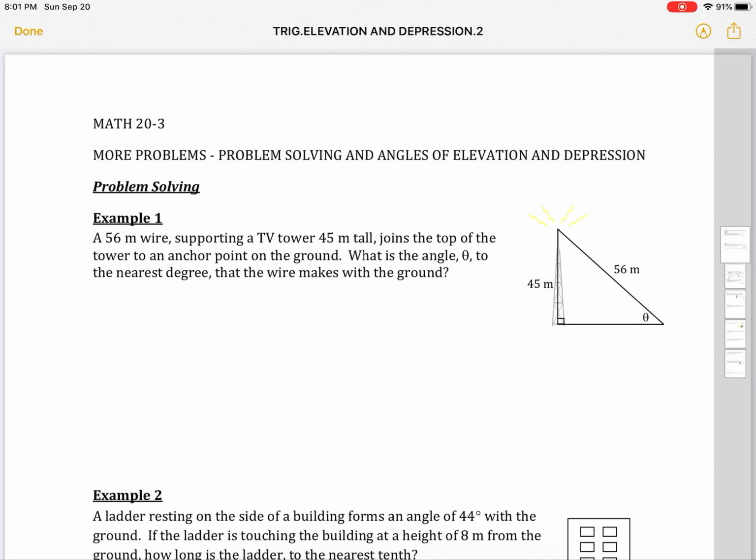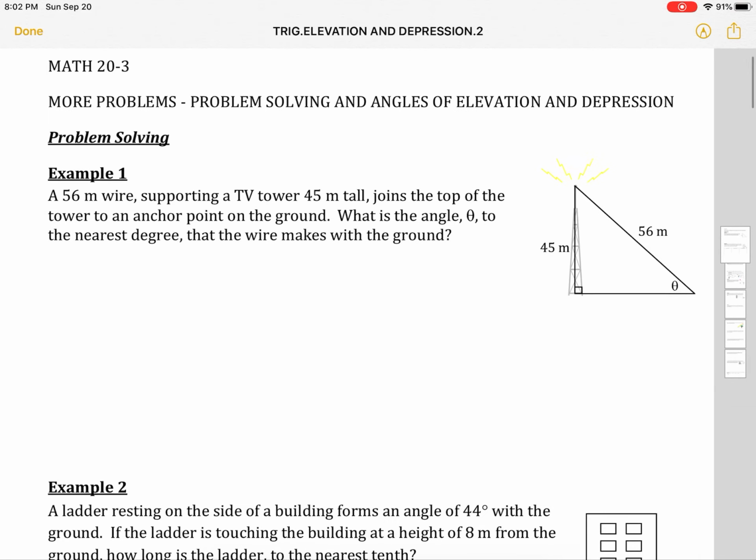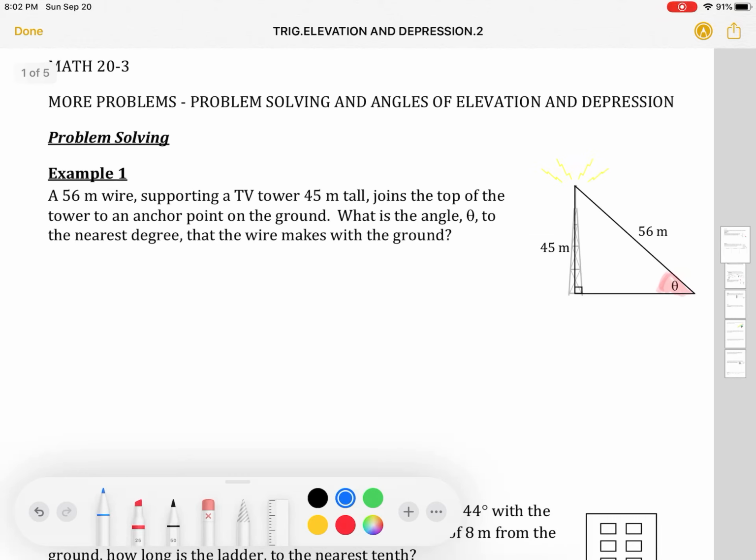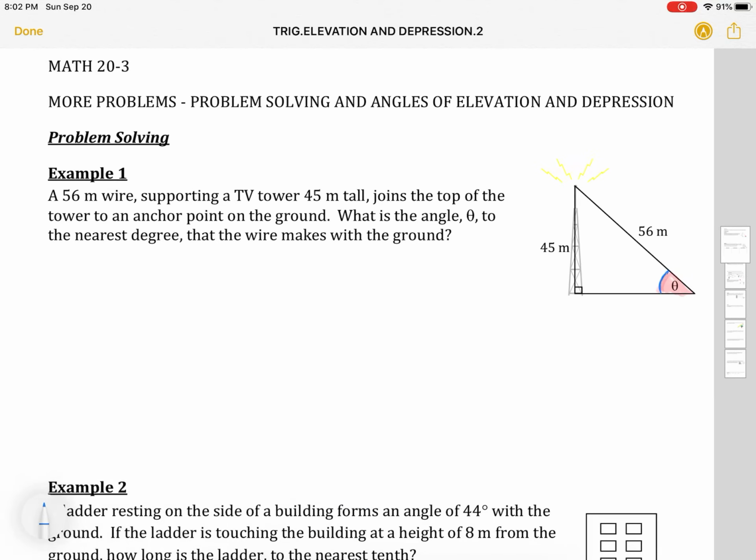So, example number 1. A 56-meter wire supporting a TV tower, 45 meters tall, joins the top of the tower to an anchor point on the ground. So we have a picture there telling us what's going on. What is the angle theta to the nearest degree? So we're looking at angle theta here, the angle that the wire makes with the ground. So that would be our angle of elevation.